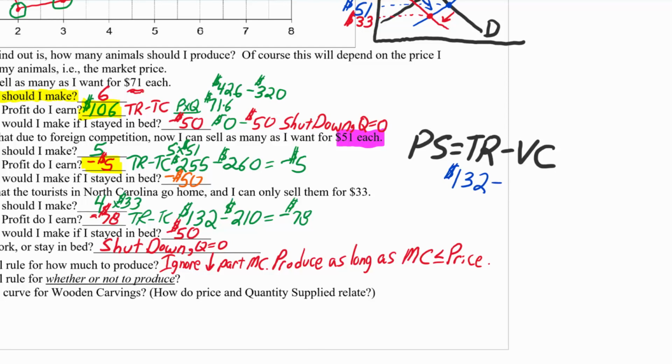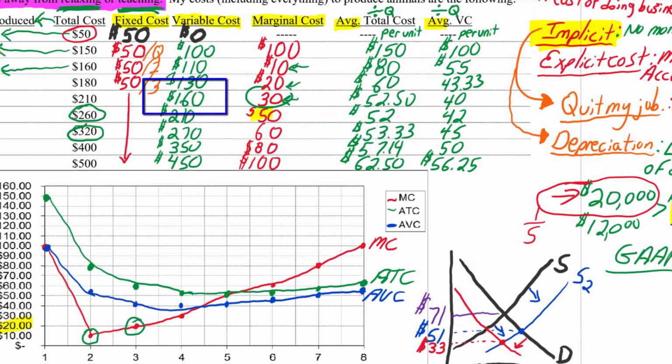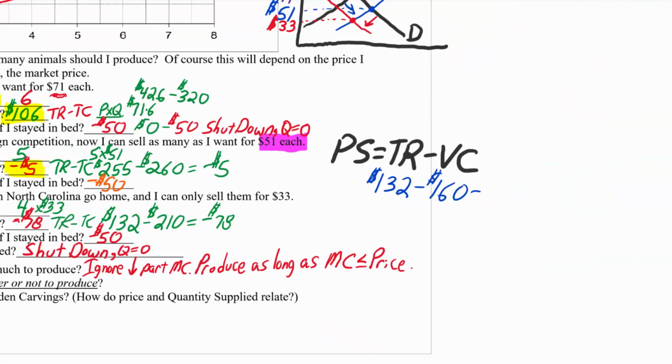When we subtract off the variable costs for producing 4 units, variable costs are $160. That's negative $28. This is bad, and this is what's going on here.